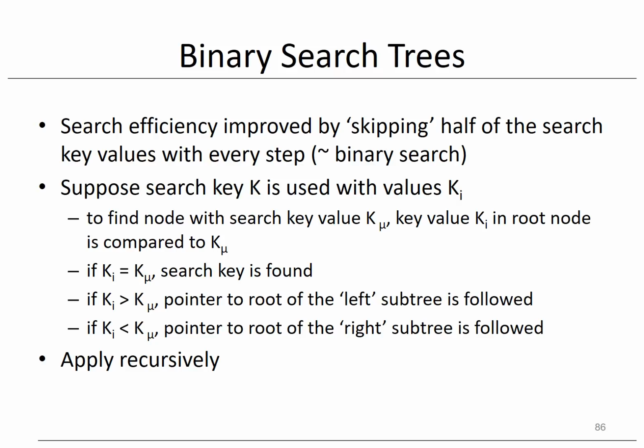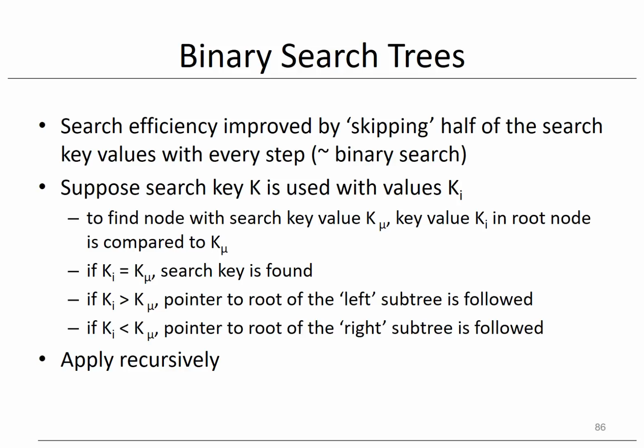Navigating a binary search tree is very similar to applying the binary search technique already discussed in the context of sequential file organization. Here also, search efficiency is improved by skipping half of the search key values with every step, rather than linearly navigating all key values. Now the search space is not narrowed by splitting the physical range of addresses in half as with the binary search technique, but by navigating a tree structure and in each node choosing between a left and a right subtree.